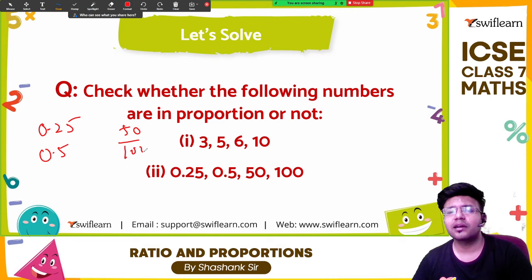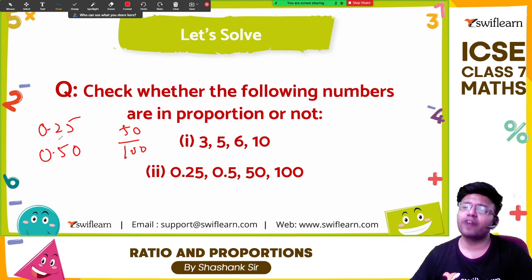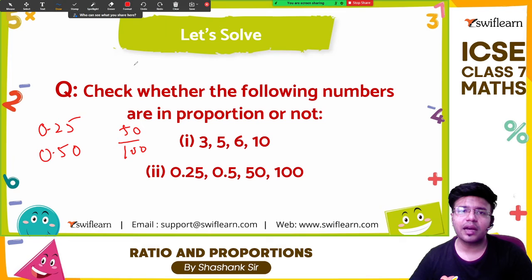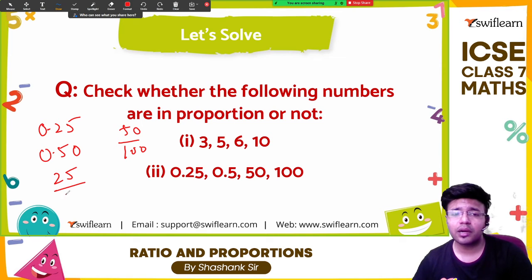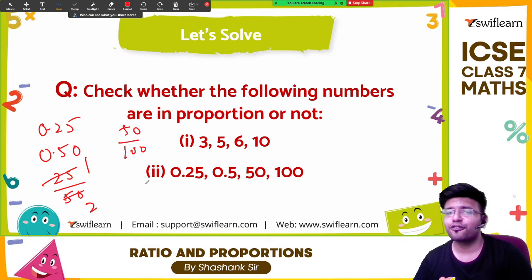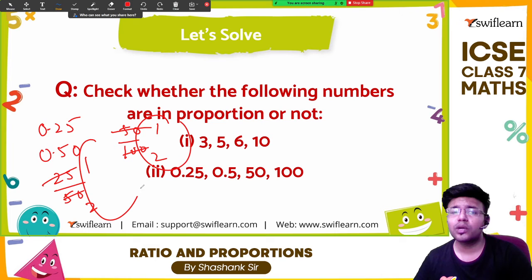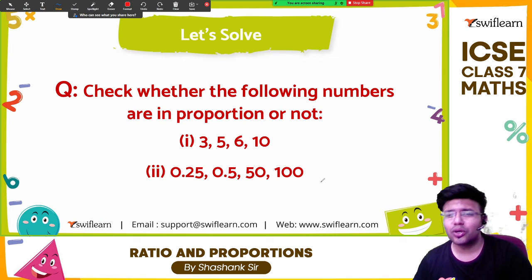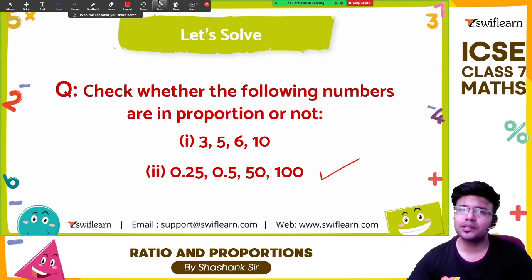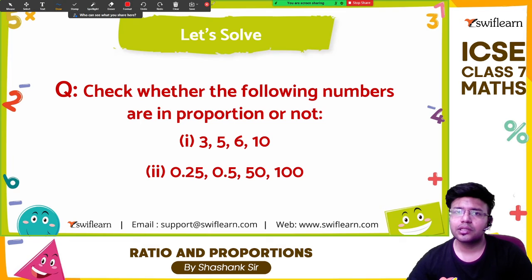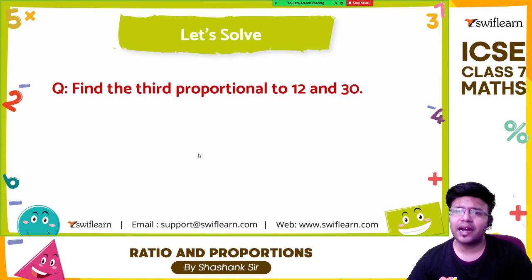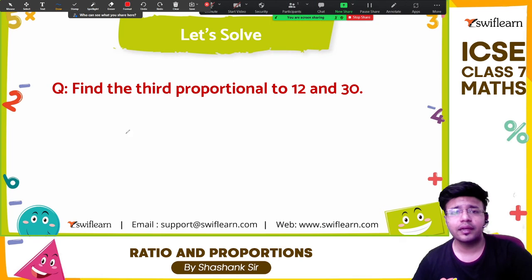See, 0.25 by 0.5, I can write it as 25 by 50, multiplying and dividing by 100. 25 ones are 25, 25 twos are 50. 50 by 100, 50 ones are 50, 50 twos are 100. 1 by 2 is the same as 1 by 2. So, these are also in proportion. Yes? Okay.